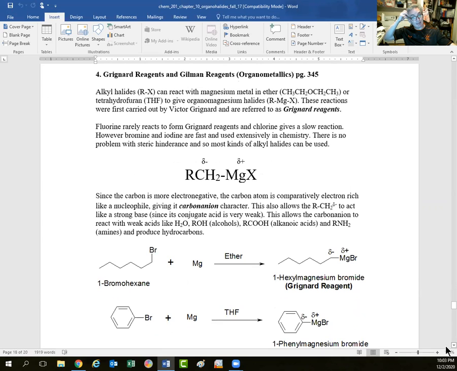Okay, last reaction to just very briefly talk about, because we'll talk about it more in Chem 202 next semester, are Grignard reagents and Gilman reagents. One of the most important reactions for a chemist is being able to extend the carbon backbone. That means we need to be able to make new carbon to carbon bonds. One of the easiest ways to do that is to produce a Grignard reagent. This is where we have magnesium wedged in between a carbon and a halogen.